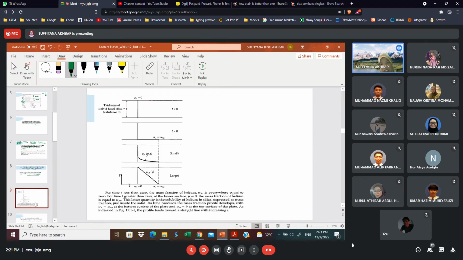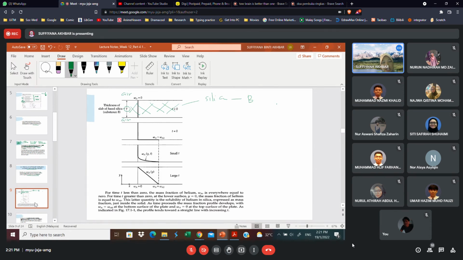Okay, so this is the figure. Basically, this is the fused silica, which is component B. At the upper side is air, at the bottom also air. The thickness of the silica is Y.